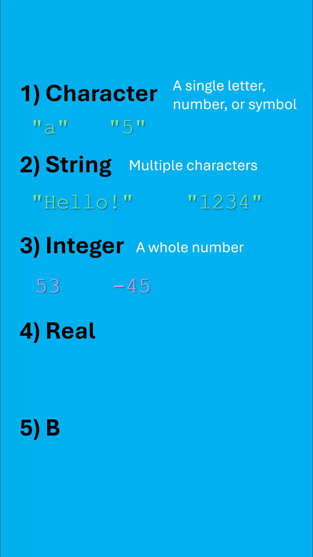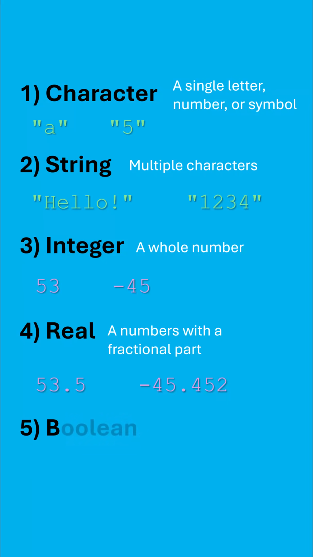A real is what OCR call a float. That's what Python calls it. These are numbers with a fractional part, and you can use the word either real or float in the exam. And lastly, Boolean refers to values which are either true or false. These aren't written with quotation marks. If they had quotation marks, they'd be a string, but without them, they are Boolean values used in conditions.